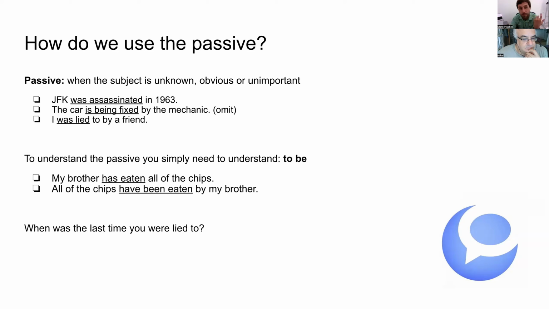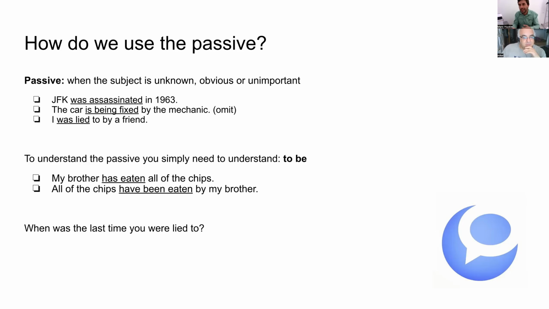The car is being fixed by the mechanic. Is it important by the mechanic? No, it's obvious. It's normal. So it's not important. I was lied to by a friend. Important thing, someone lied to me. What is the meaning of this sentence? I was lied to by a friend. My friend told me a lie. Told me, but the important thing is the lie. Which friend? It doesn't matter.